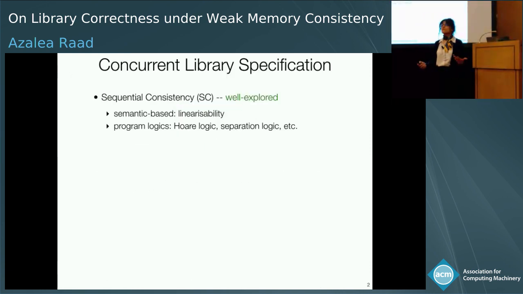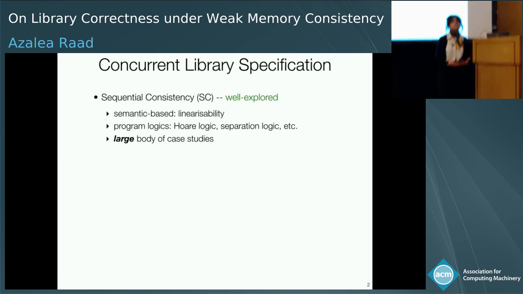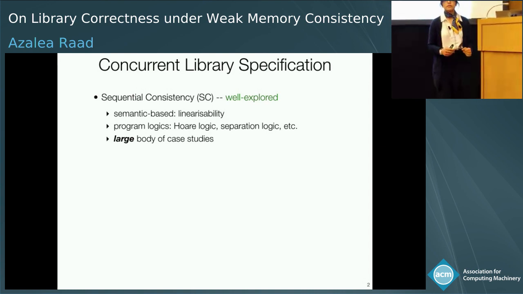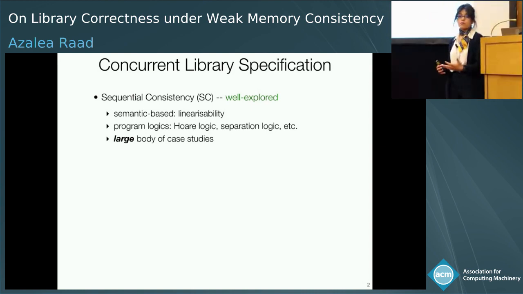So let me tell you about the fun part, the concurrent library specification. As many of you know, concurrent library specification has been a hot research topic for at least the last couple of decades. In the idealized concurrency model known as sequential consistency, or SC, there has been a lot of work. We have the semantic-based notion of correctness of linearizability. We also have several concurrent program logics for specifying concurrent libraries.